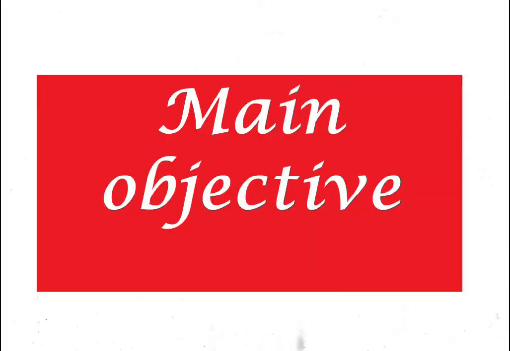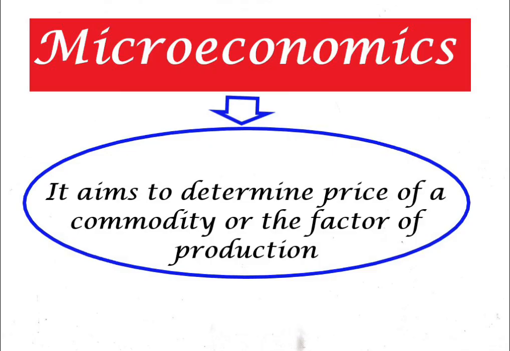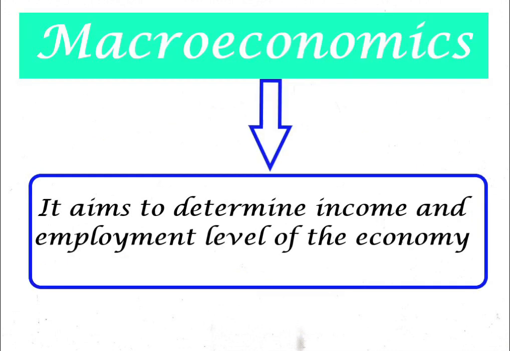On the basis of their main objective, we will try to analyze it now. In microeconomics, it aims to determine the price of a commodity or the factors of production. But whereas in macroeconomics, it aims to determine the income and employment level of the economy.